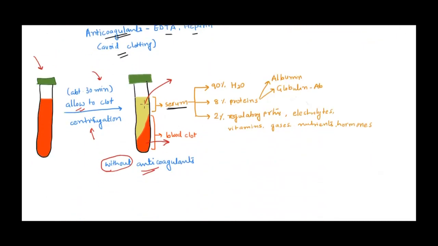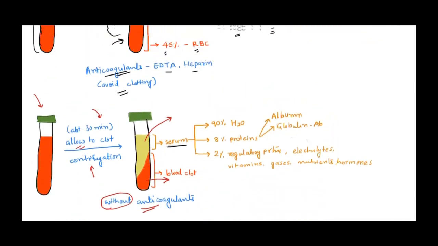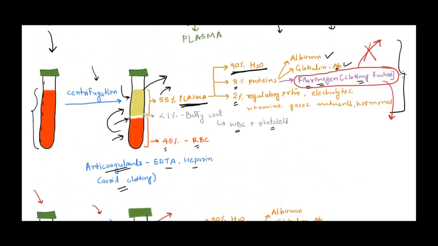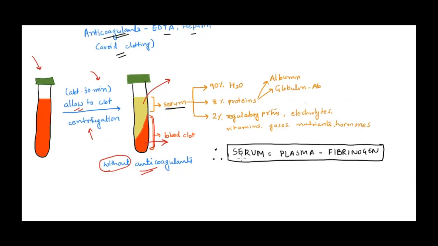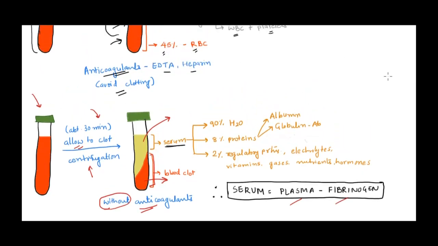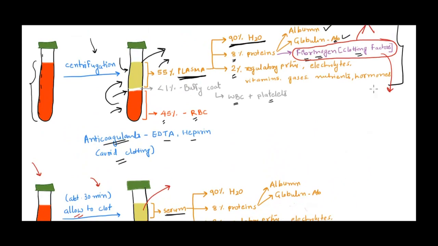This is just our plasma, but it does not have fibrinogen because the blood has clotted. You can simply say that serum is nothing but plasma without fibrinogen. Alright, so serum is nothing but plasma minus fibrinogen. So what we did over here when we wanted plasma is we added the anticoagulant, avoided clotting of blood and separated the blood cells or the blood components, and we got plasma.